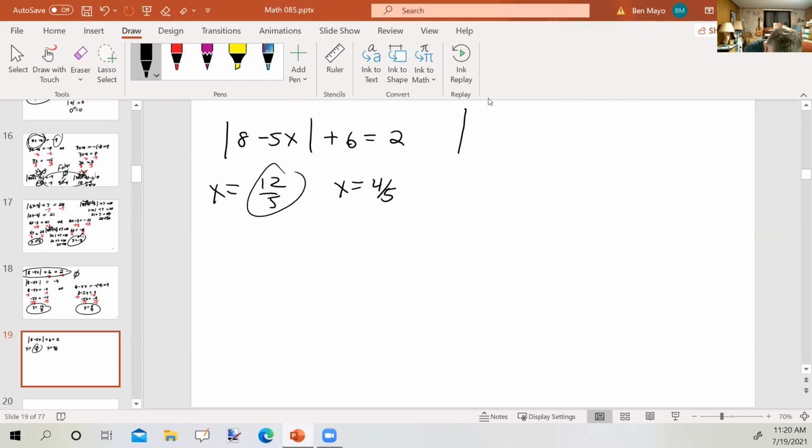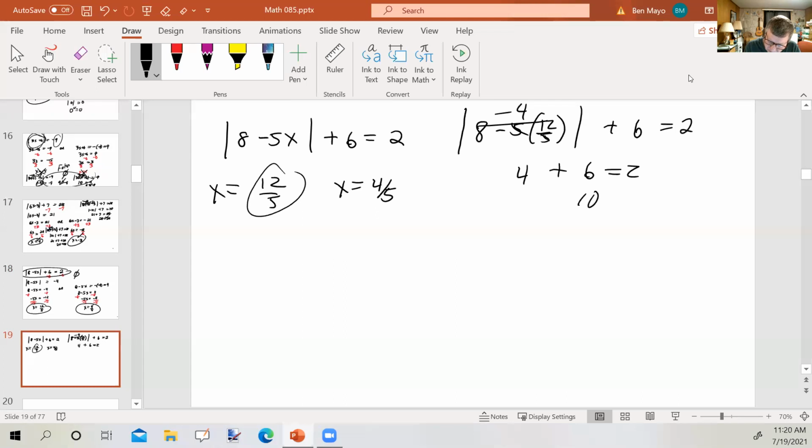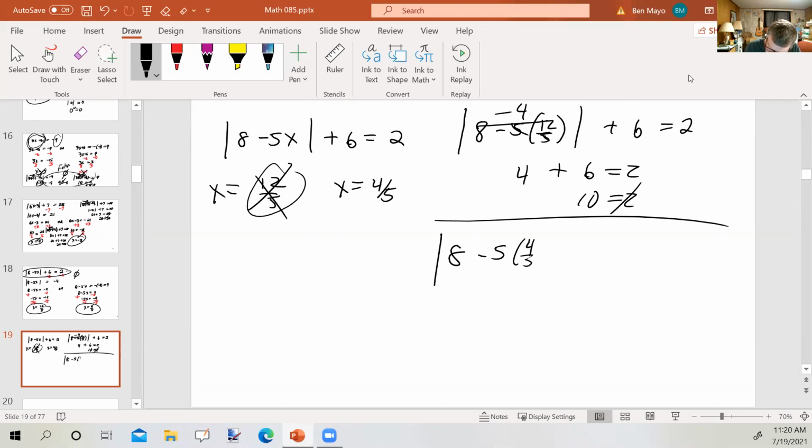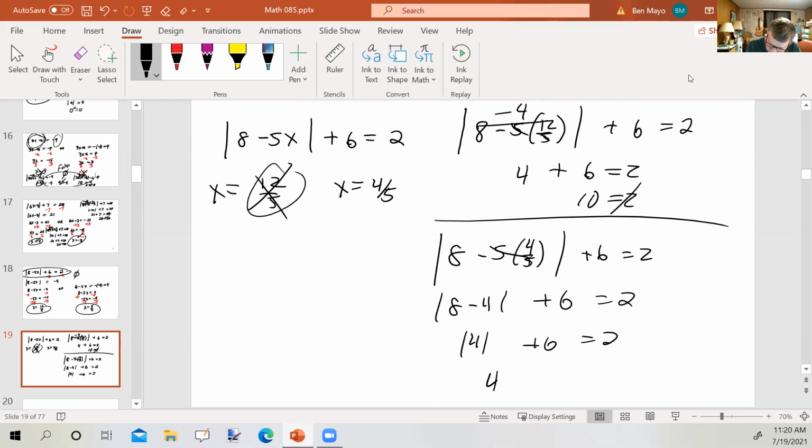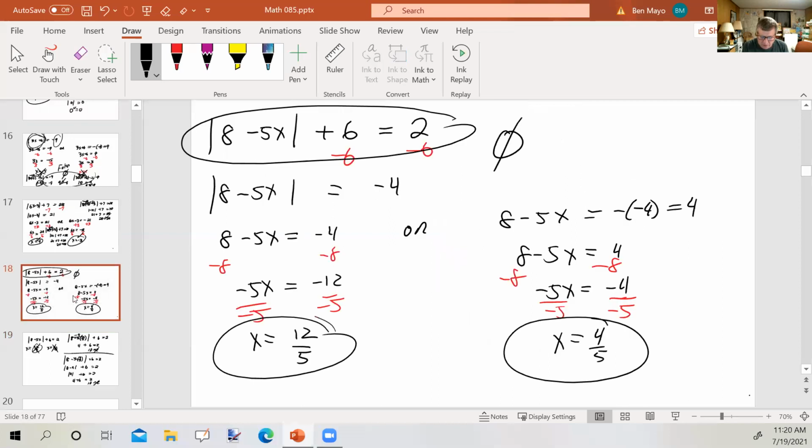12/5, we would have this. The absolute value of 8 minus 5 times 12/5 plus 6 equals 2. Well, inside the 5s would reduce down. 8 minus 12 is negative 4. The absolute value of negative 4 is 4. So I get 4 plus 6 equals 2, 10 equals 2, so that doesn't work. Let's try the 4/5. The absolute value of 8 minus 5 times 4/5 plus 6 equals 2. The 5s reduce out. 8 minus 4 is 4. The absolute value of 4 is 4. 4 plus 6, 10 equals 2. That doesn't work either. No surprise there. So again, there's no solution. But if they ask you to find the extraneous solutions, those would be the ones, but those are not correct. They don't work.